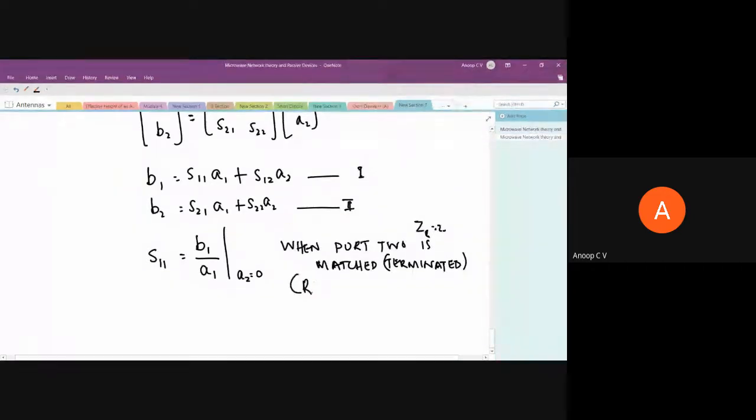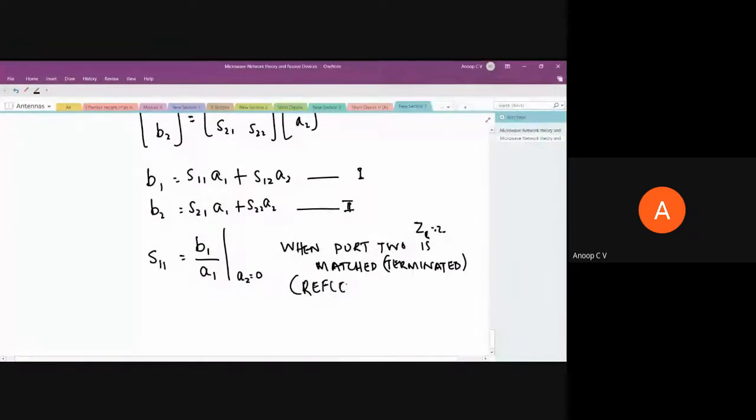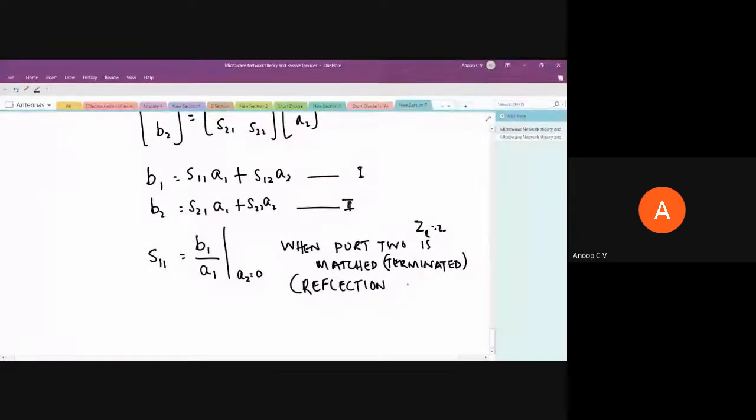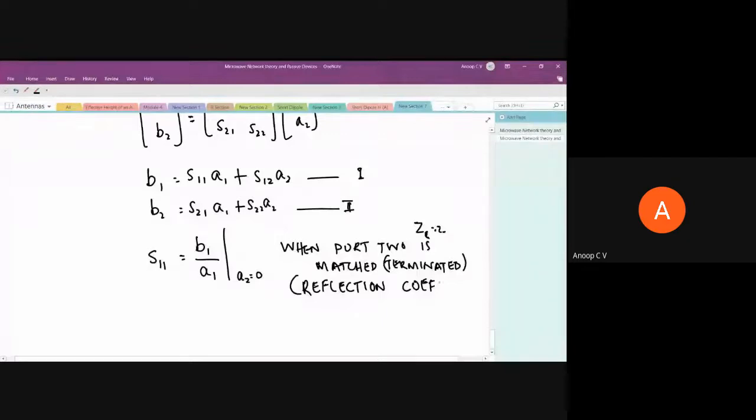This will be the reflection coefficient of port 1.